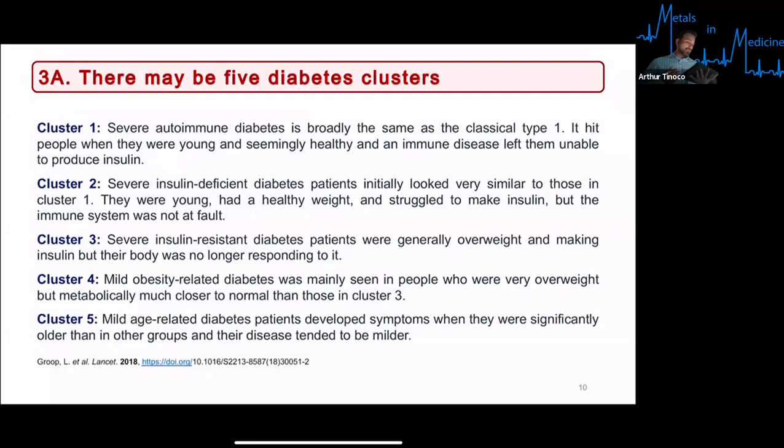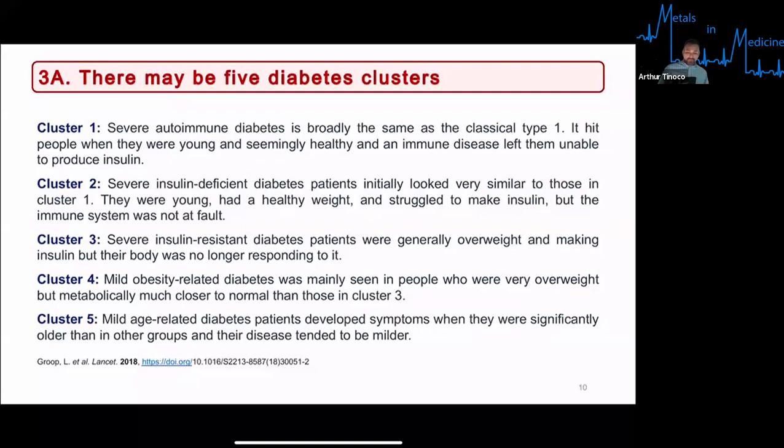Cluster 2 is a case of severe insulin-deficient diabetes patients, which initially looked very similar to cluster 1. So these patients were young, had a healthy weight, and they struggled to make insulin, but the source of their diabetes was not the immune system. So theirs is not considered the consequence of an autoimmune disease. Still, cluster 1 falls in line with what would traditionally be seen as classical type 1. Then we have cluster 3. So these are severe insulin-resistant diabetes patients that were generally overweight, capable of making insulin, but their body no longer responding to it. So now here we have a cluster that aligns more with what we consider as type 2, or more classically as type 2.